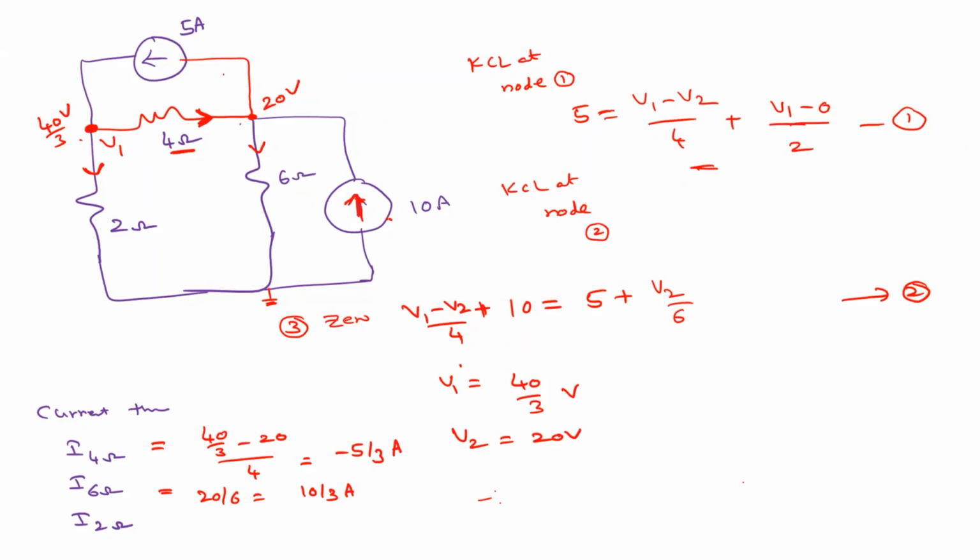So next one, what is V1? The current through the 2 ohm resistor: 20 by 3 plus 20 by 3, so 40 by 3 in the same direction, divided by 2. So that means 40 by 6 amperes in the same direction. Clear? Agree? Yes. So this is how we will solve the problems. Okay?